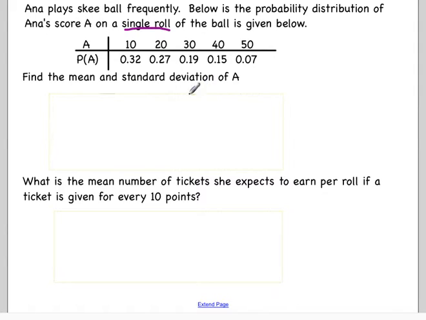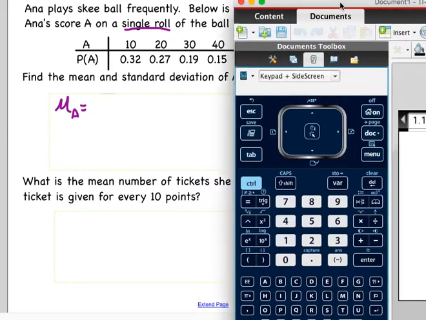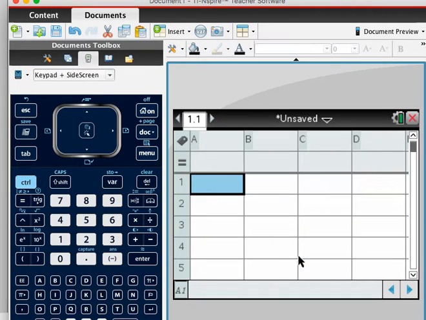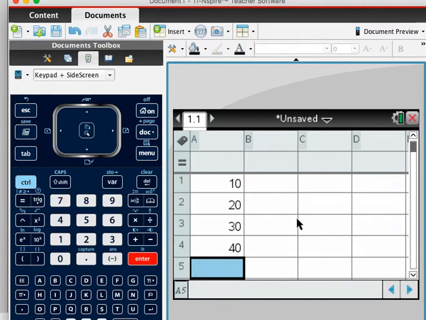Okay, so this is going back to section 6.1. How do we find the mean of this? Remember, it's that expected value. So the mean of A, you can get it by doing 10 times 0.32 plus 20 times 0.27 plus 30 times 0.19 plus so on. Or we could use our calculator to make this go a little bit faster. So we are going to type all those values in. So it was 10, 20, 30, 40, 50.